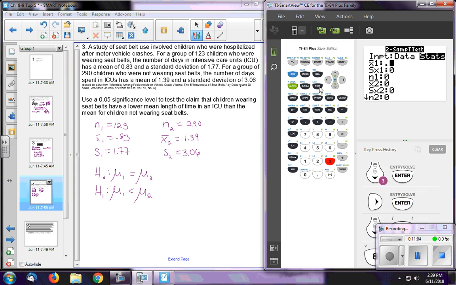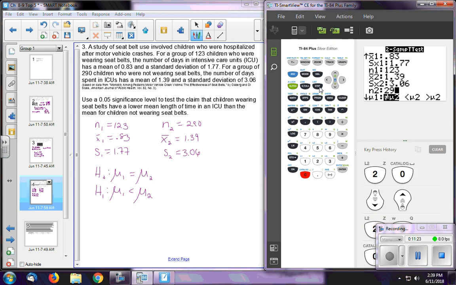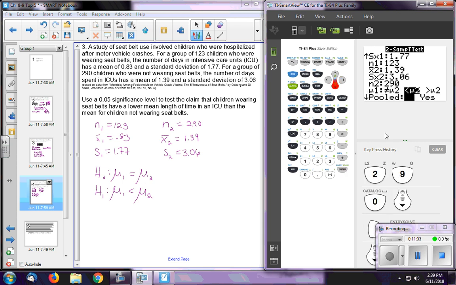We have a mean of 0.83 for the first with a standard deviation of 1.77. Enter your sample size here. Same thing, mean of 1.39 with a standard deviation of 3.06 and a sample size of 290. Below that, we have to adjust what are we looking for when the mean is less than. So we're going to use the second option here. This data is not pooled. And then you're going to calculate.